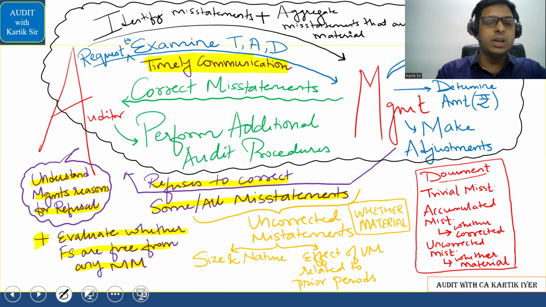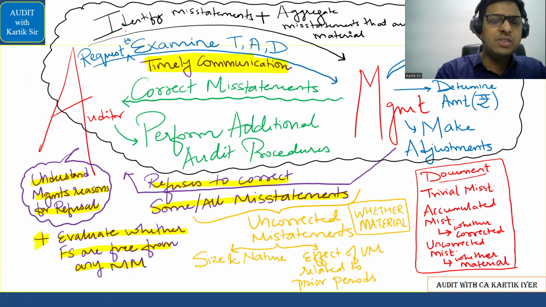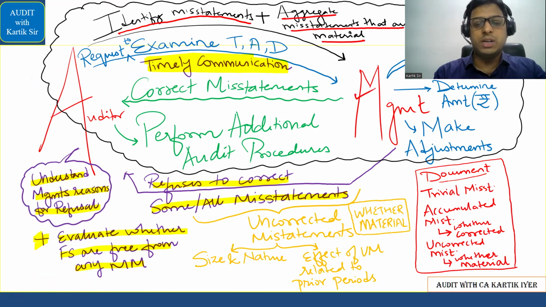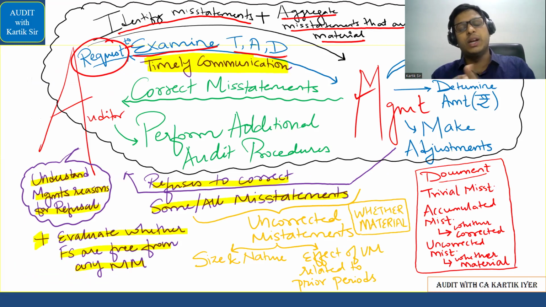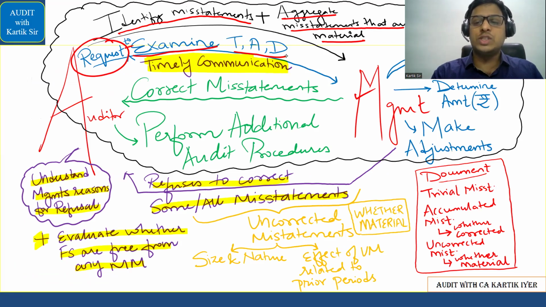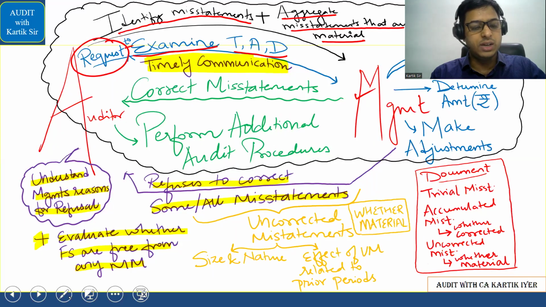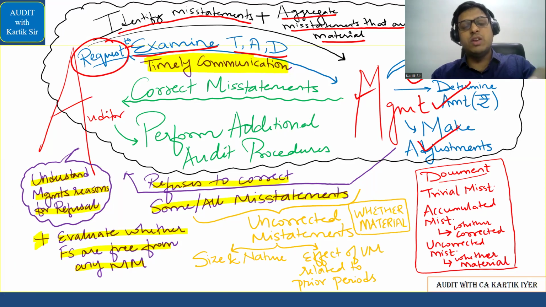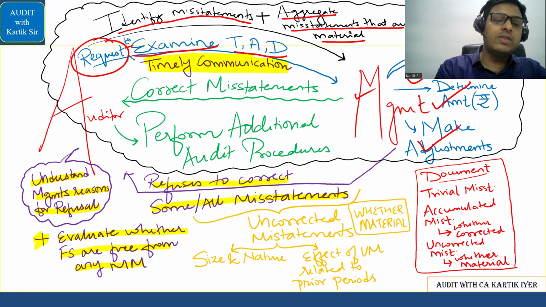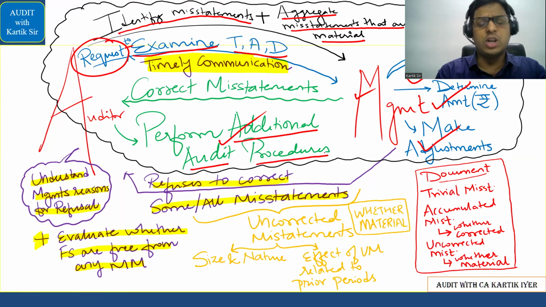So the first step is the auditor will identify the misstatements plus make an aggregate of the misstatements that are material, and he will give it to the management. He will also request the management to examine the transaction, account balance, disclosure regarding this matter. Management has to do what now? Management has to first of all understand the cause of the misstatement. So what is the root cause of the misstatement? Management has to determine the amount and make the adjustments. Whenever the management makes the adjustment, they will inform the auditor, and the auditor will check the corrected misstatements and perform the additional audit procedures that are required.